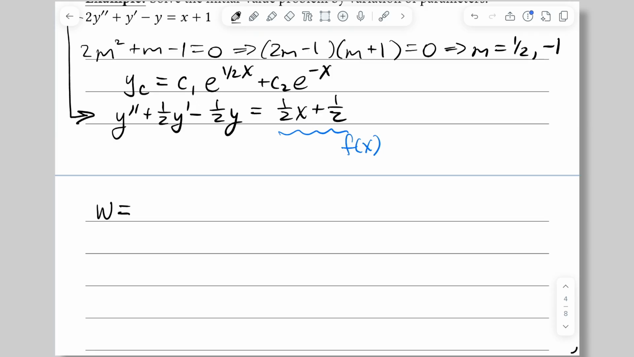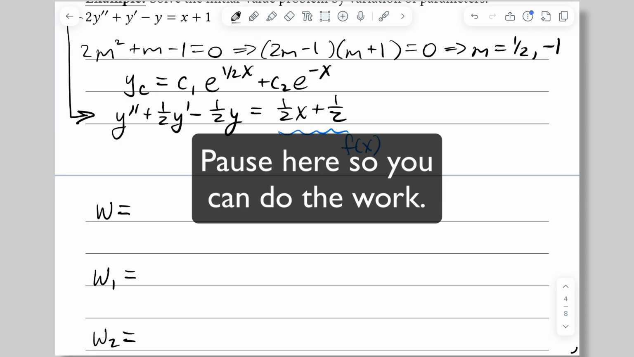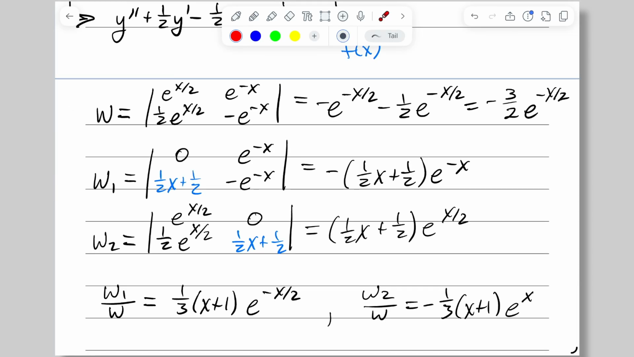Using the information that we have now, I'd like you to form W, W1, and W2, and in fact, take this problem as far as you can, and then come back, and I'll start doing some work on it. I haven't finished it all yet, but I wanted to make sure we were on the same page.